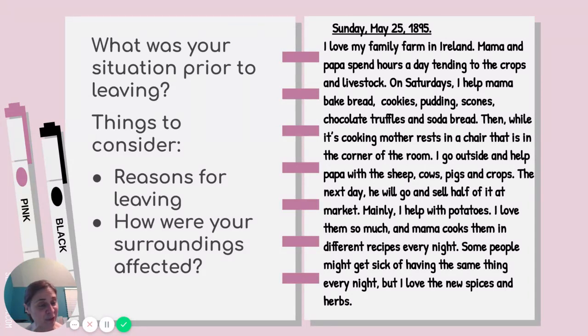So as you can see in the first part of my diary entry, I'm giving the reader a really good idea of what life is like for this character in Ireland, the things that the parents do throughout the day, her role in the family, and basically what her daily life is like. So let's go and see what the next part says.